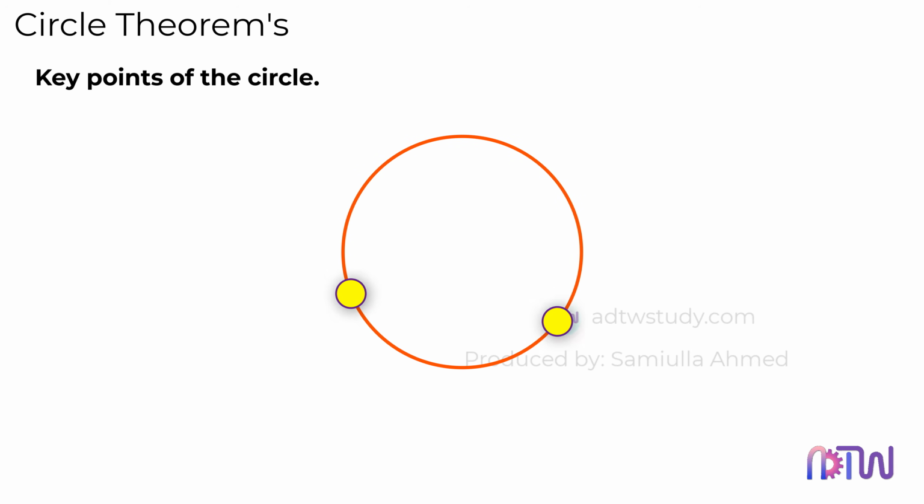If we join these 2 points with a straight line, that line is called a chord. The chord divides the circle's area into 2 regions. These regions are called the segments. The smaller region is the minor segment, and the larger region is the major segment.